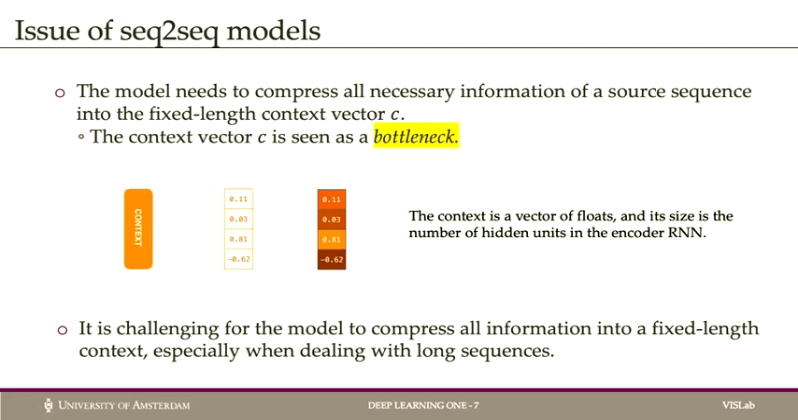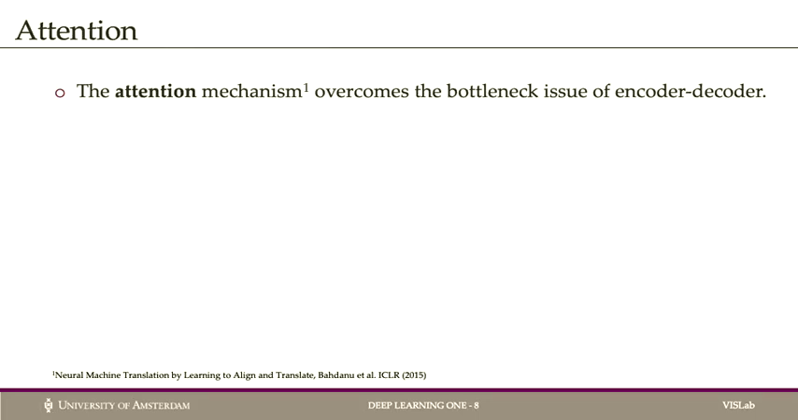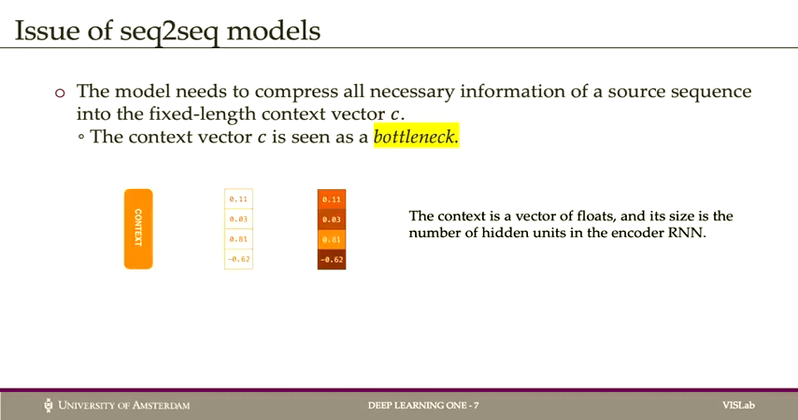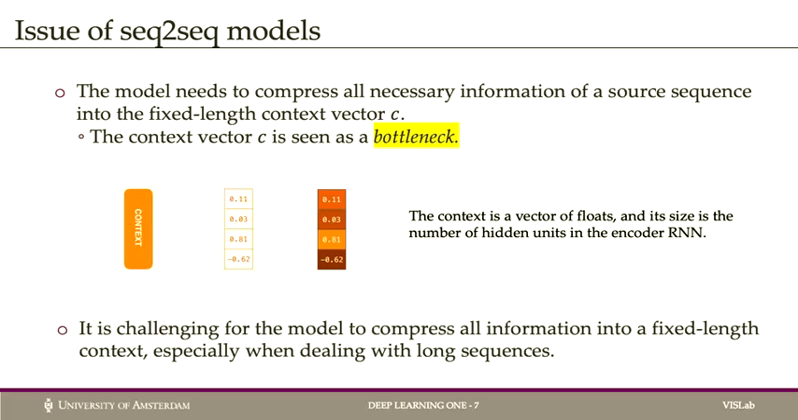So how to tackle this issue? Well, basically, the answer is attention. Attention is a mechanism which basically allows this sequence to sequence. Yeah? Question about the context. What's the difference between a context vector here and the latent space? Yeah, you can think about it as the latent space. So basically that's the latent space in between the encoder and the decoder.